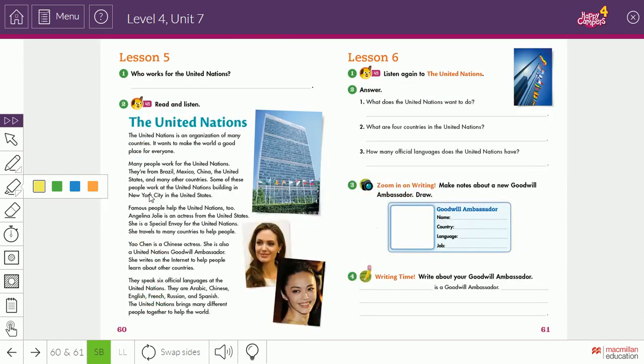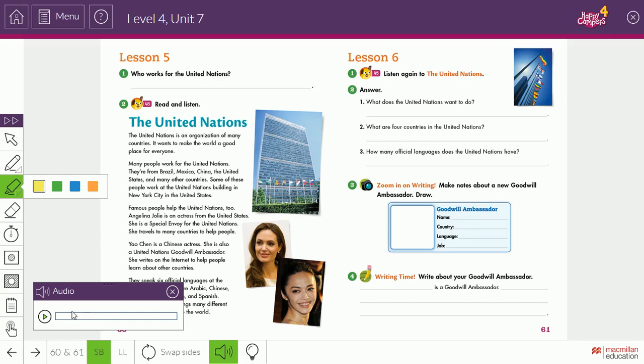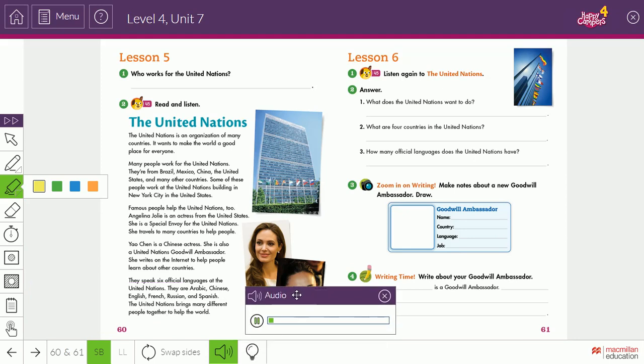Then we moved to reading this text. It's about the United Nations. So let's hear it again, because from this text we will work on writing. Let's hear it. Unit 7, Lessons 5 and 6.